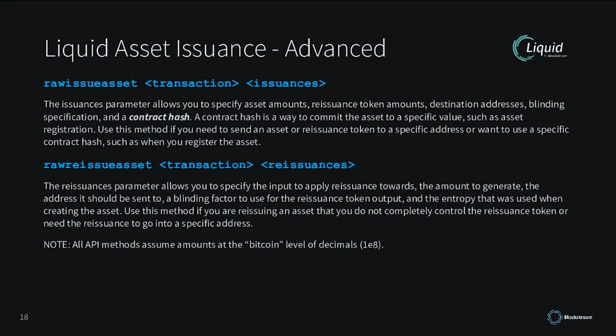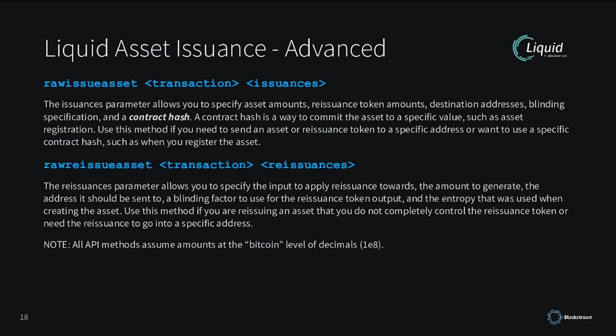So we have a function called raw issue asset. This is something we'll talk about a little bit more later, but the idea is you can pass in additional information about it. You could do many issuances all in one transaction. You could send it to a very specific address directly. So we use this a lot for the securities tool.